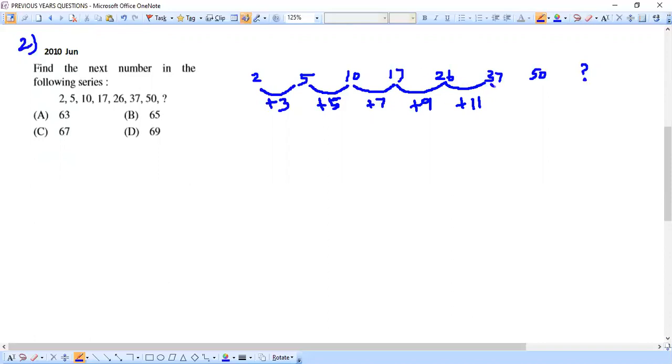Let's continue again. One more we have. 37 to 50 they are moving. So this time, we'll do it step by step. 37 to 40 will be plus 3, and then 40 to 50 will be plus 10. See the way I'm splitting it. 37 to 40 is plus 3, 40 to 50 is plus 10. So overall they are doing plus 13.